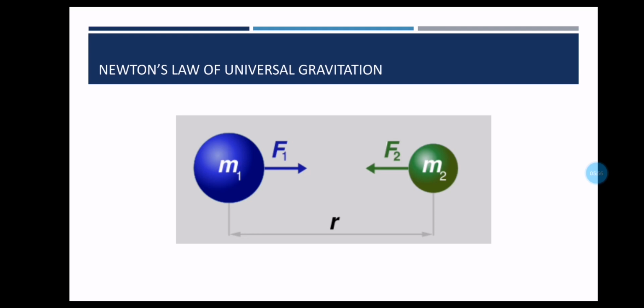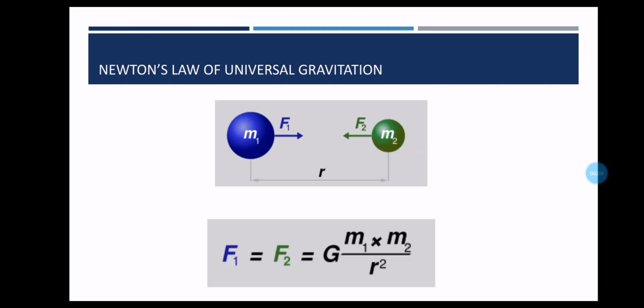I have two objects, two balls. The first one has a mass m1, the second one has a mass m2. The distance between them is r. According to this law, these two objects are going to attract each other with a force F. F1 equals F2 equals G times m1 m2, the product of the masses, over r square, which is the square of the distance separating their centers of gravity.